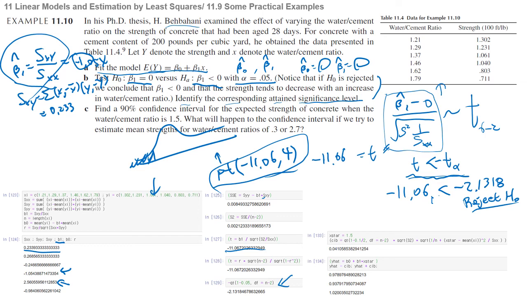And let's move on to part C, which is to find a 90% confidence interval for the expected strength of concrete when the water cement ratio is 1.5. So when x star is 1.5, what is the bound for the expected value of y? The confidence interval for EY, and you have the formula for this as well.